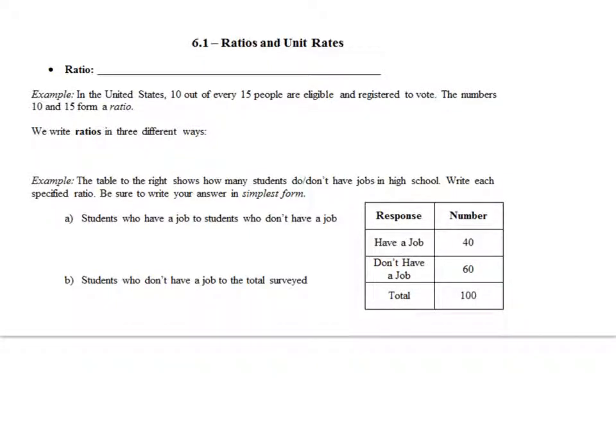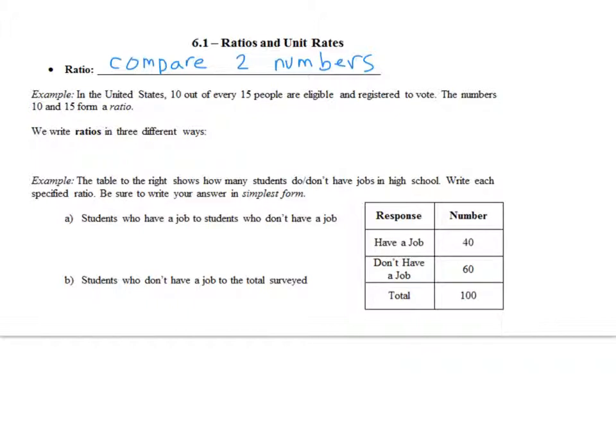Okay, Chapter 6, Ratios and Unit Rate. A ratio is to compare two numbers. So, for example, in the United States, 10 out of every 15 people are eligible. Eligible means that you can, and registered to vote, so that you are able to vote and you signed up to vote. The numbers 10 and 15 form a ratio. You could compare 10 and 15.